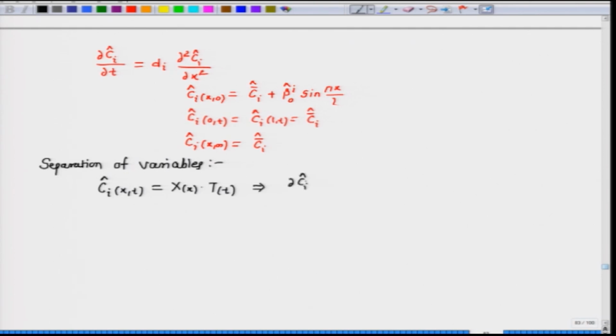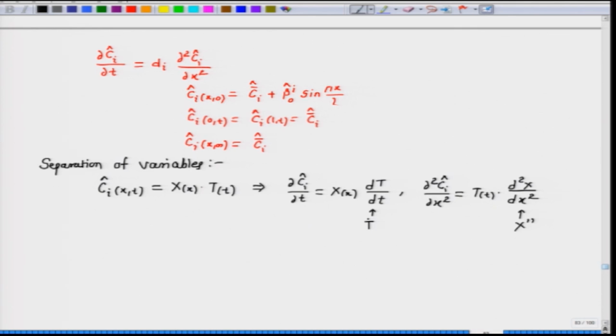This means I can write ∂Ci cap/∂t equal to X(x) times, since T is only a function of t, the ordinary derivative dT/dt. Similarly, ∂²Ci cap/∂x² can be written as, since T is only a function of t, we can take it outside, times, again the ordinary derivative, because X is only a function of x, d²X/dx². The derivative with respect to t we usually denote with a dot on top of the function, and the derivative with respect to x we denote by prime, so double prime for the second derivative.